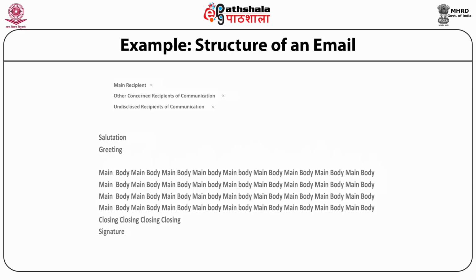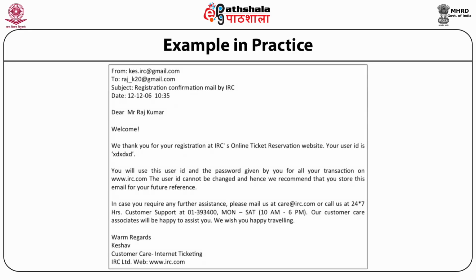Then there is a subject line. Then in the message, first comes salutation, then greeting, then comes the main body. After the main body, there is a closing followed by signature, and at the bottom of the screen, we can identify various action buttons and formatting buttons. Now look at the example. In this example, we have to identify the subject, salutation, closing, and signature.